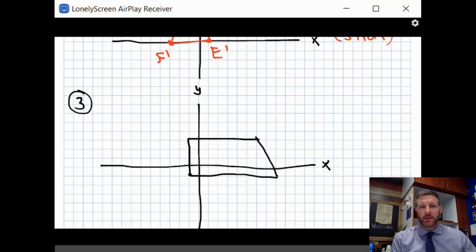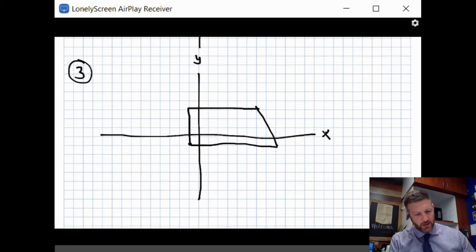Draw a simple shape, label and identify its vertices, rotate the shape 180 degrees and label it. Okay, so here we go. I went ahead and drew a shape. We got a nice little trapezoid. I guess I should go ahead and label her. So we'll go ahead and say, how about M, N, O, P. Okay, trapezoid M, N, O, P.